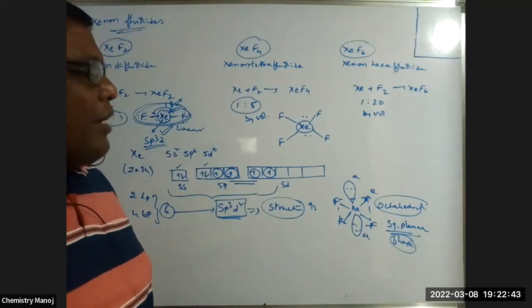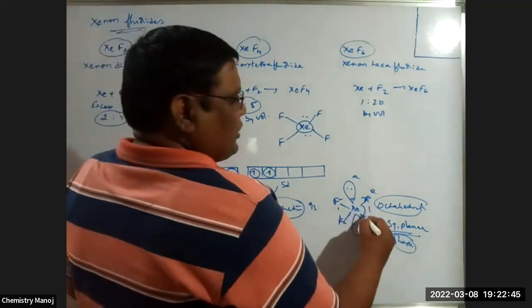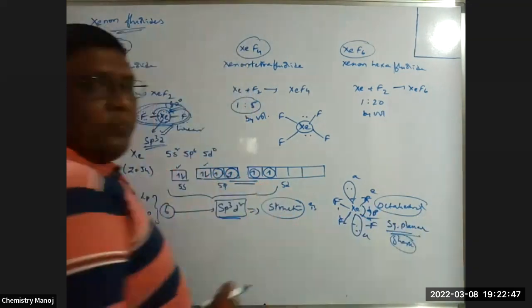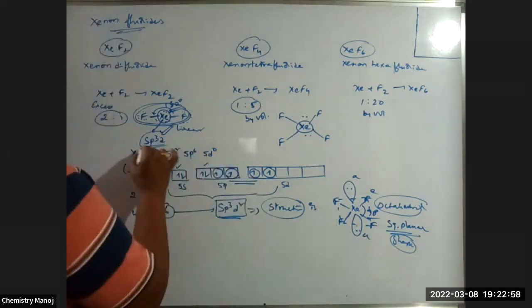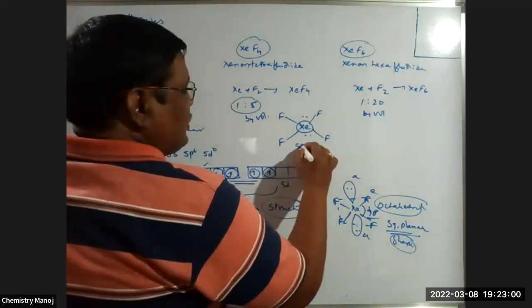Now the shape is square planar. How much is the bond angle? 90 degrees. That is about XeF4. Here the hybridization is sp3d2.